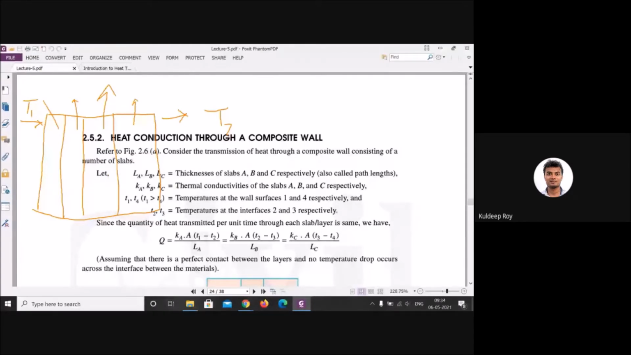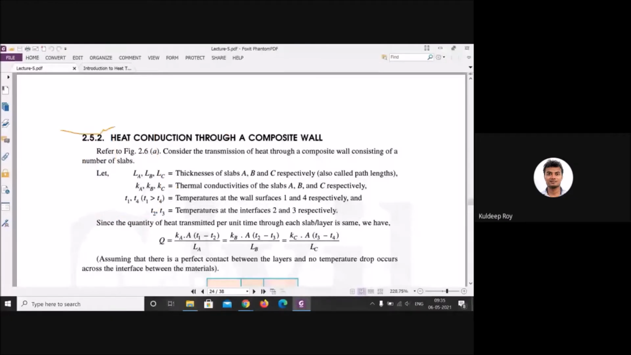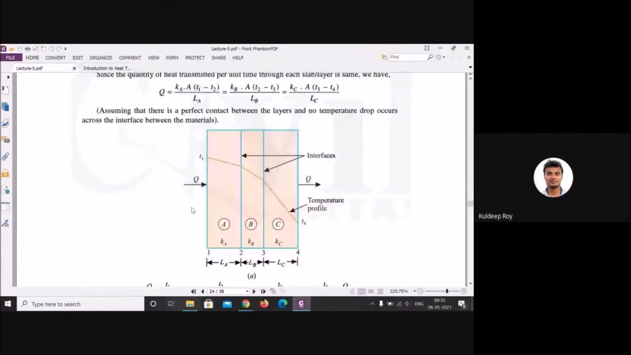And we already discussed how you derive the resistance. If this is the resistance, then what will be the formula? R equals L by KA. Just keep this in your mind and never forget this expression. Now, how will you apply it? Have a look. You have three slabs, A, B, and C, and each has a different thermal conductivity.